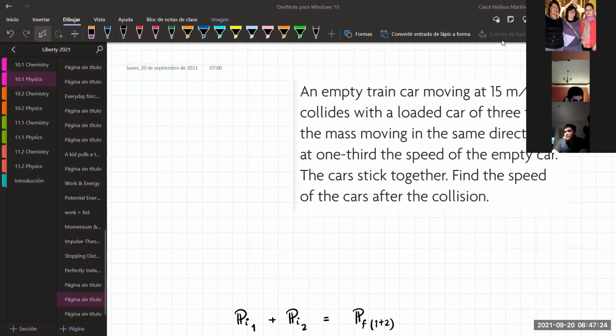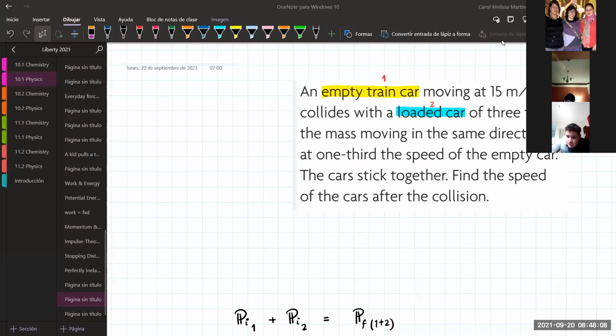This is important. Reading the word problem is the most important step. From this word problem, I can identify two objects. I find the empty train car to be one of my objects, and the loaded car to be my second object. So I'm going to establish a difference between the two objects. The empty car is going to be my object 1, and the loaded car is going to be my object 2. This is the first thing that we need to do: identify the objects that are part of the problem.